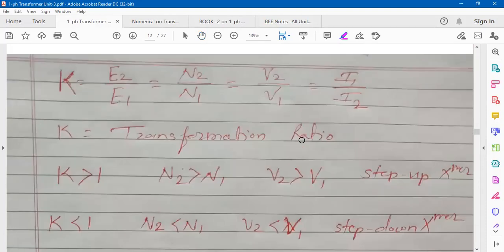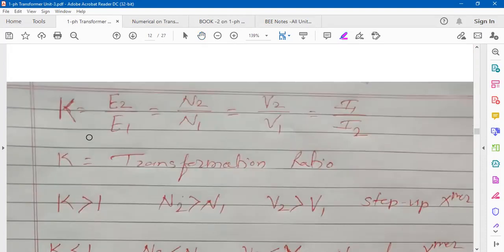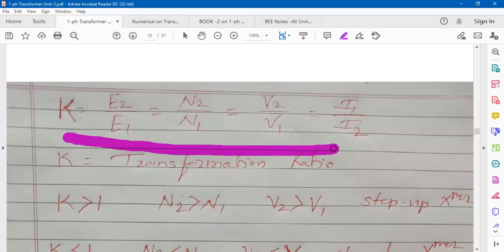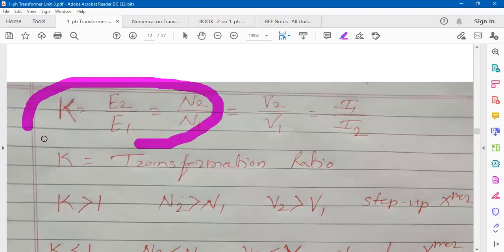This one, see here, transformation ratio we have seen: K is equal to E2 by E1 is equal to N2 by N1. This one formula you can use for transformer which is under loaded condition also and which is on no load condition also, both the cases.